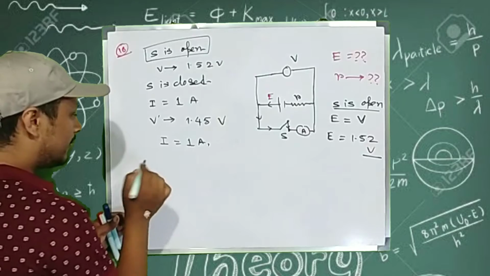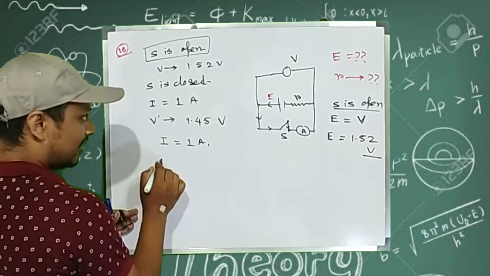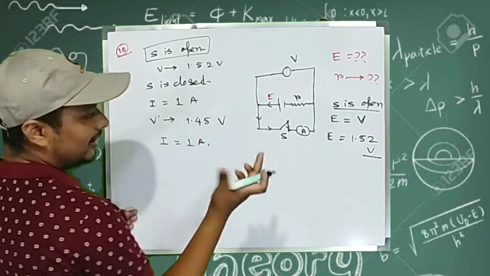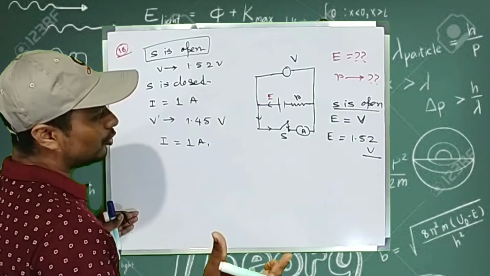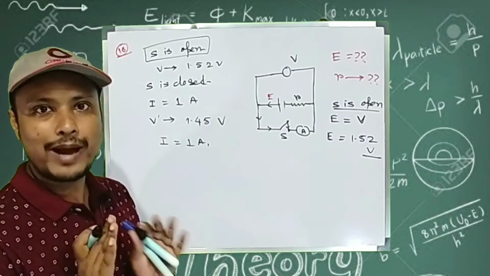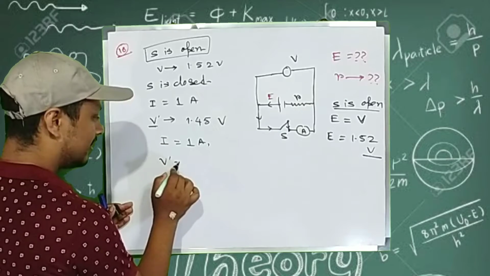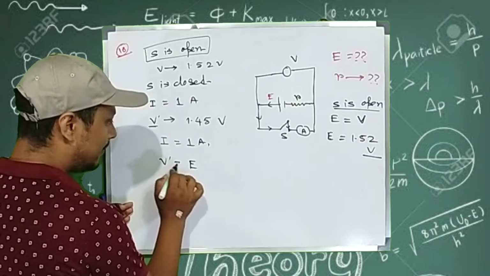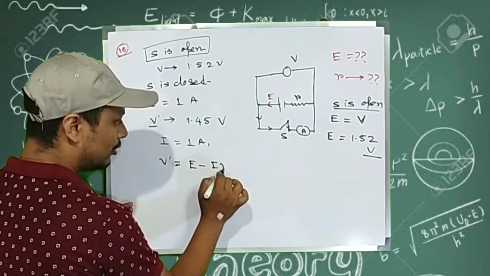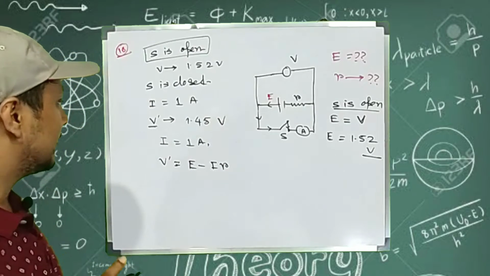And you know the formula very well. That is the voltage drop across these two ends of the battery. V' is equal to EMF minus current into internal resistance. You know the formula very well.